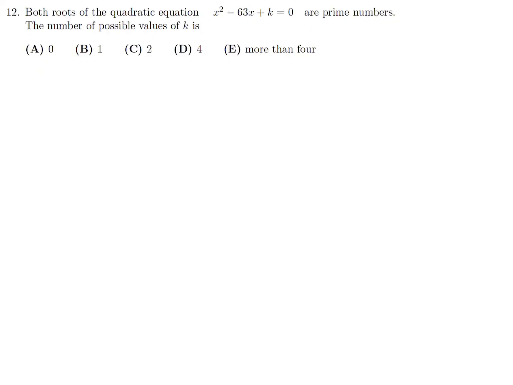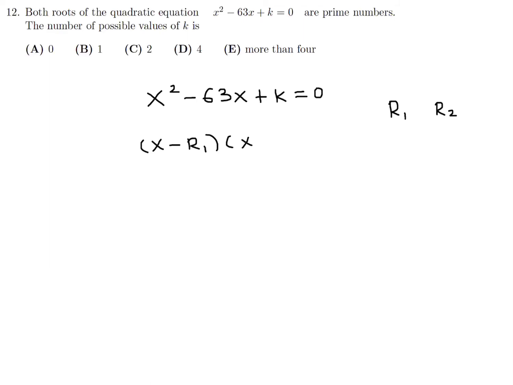Both of the roots of the quadratic equation x squared minus 63x plus k is equal to 0 are prime numbers. The number of possible values of k is. So we've got x squared minus 63x plus k is equal to 0. And let's say it has two roots. Well, that's what the question says, both roots. We'll call them R1 and R2. So that basically means that x minus R1 times x minus R2 is equal to 0, right? That's a way of representing the equation if you know the roots.